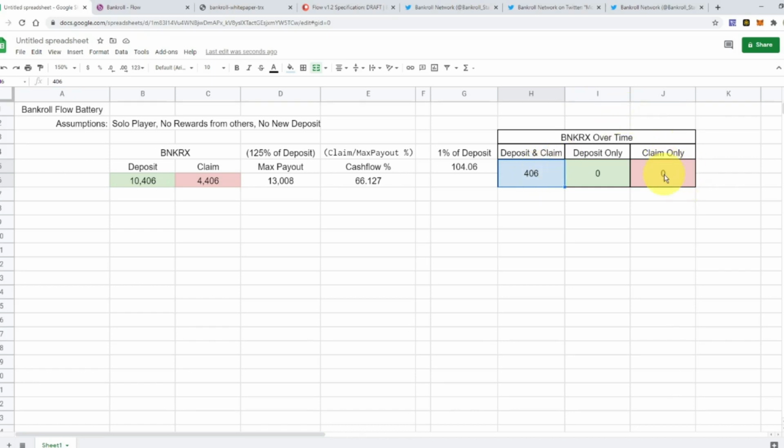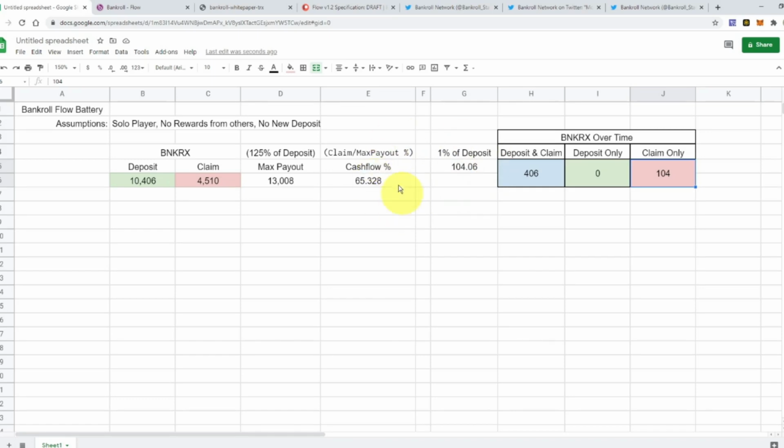But now, let's say you didn't want to roll. Now it's a claim day for you. Let's say you want to claim your 104, which is your 1% of the deposit. You're going to notice that your cash flow percentage is going to go down by more than just 0.5%. Let's see. Yep, it went from 66 all the way down to 65.3. So instead of just a 0.5% drop, you lost 0.7%.